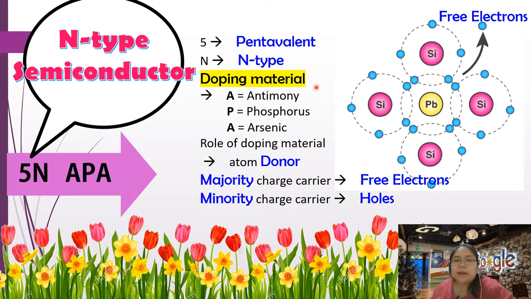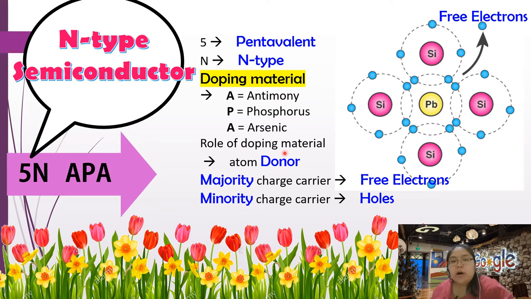Okay, doping material. Let's see what impurity we added. A-P-A stands for: the first one, antimony. P is phosphorus. Another A is arsenic. So this one is an example of impurity doping to produce an n-type semiconductor.